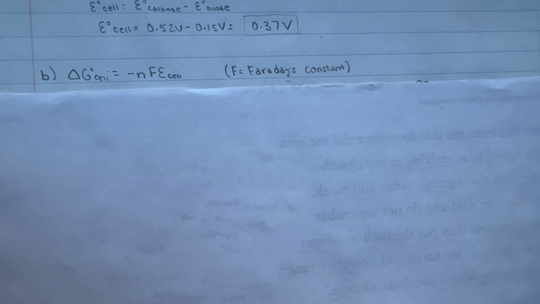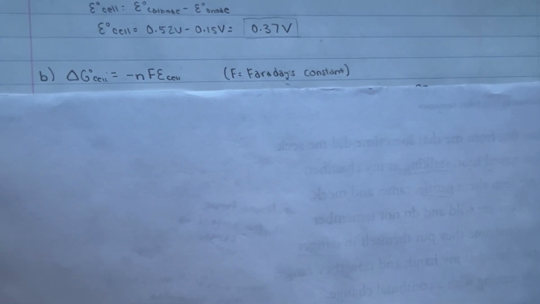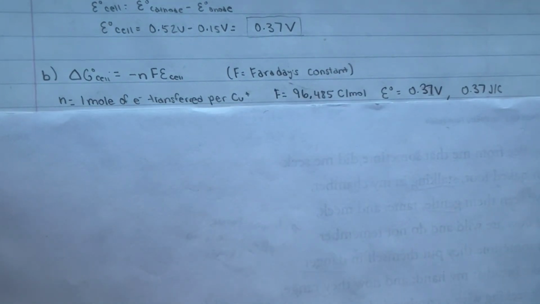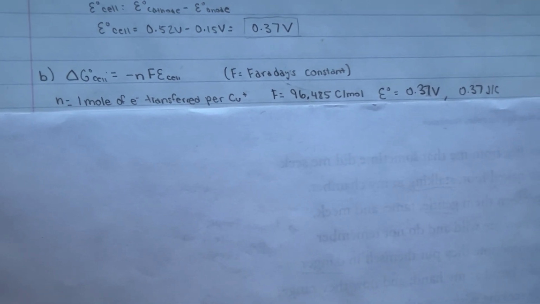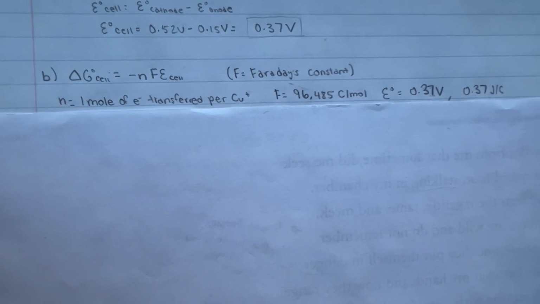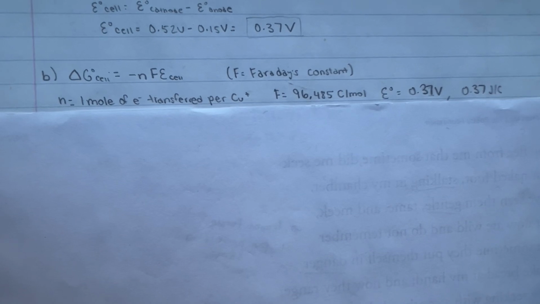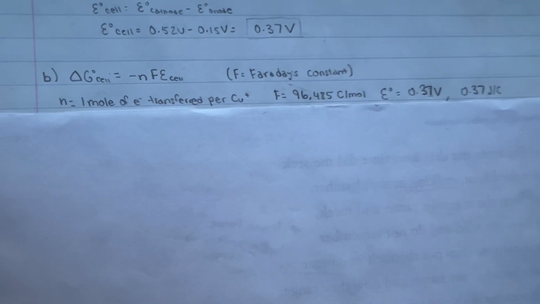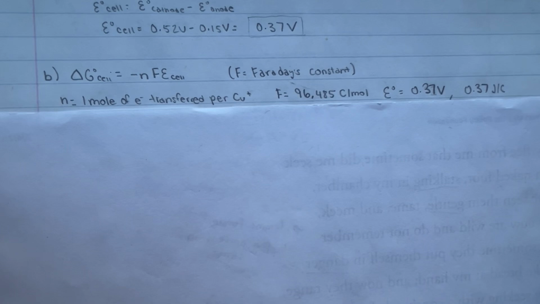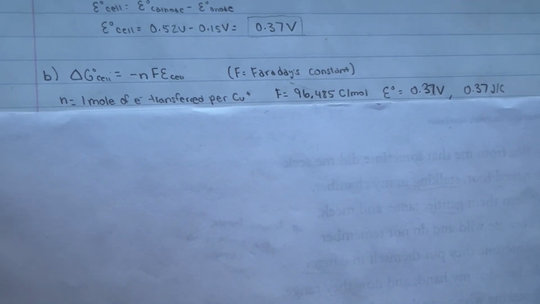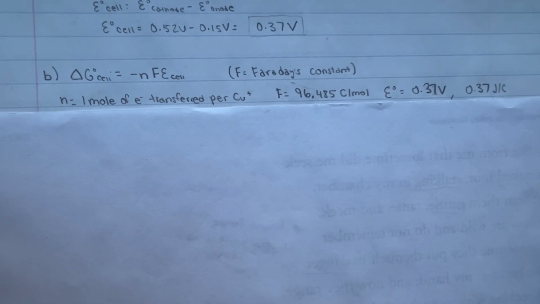Delta G is found by using the equation delta G cell equals negative N times F times E naught of the cell. In this case, N is going to be the number of moles of electrons transferred per copper atom. F is Faraday's constant, which is 96,485 C per mole. E naught is the value that you found in part A, which is 0.37 volts. In this case, 1 volt is equal to 1 joule per C, so in order to cancel out units, you can convert 0.37 volts to 0.37 joules per C.